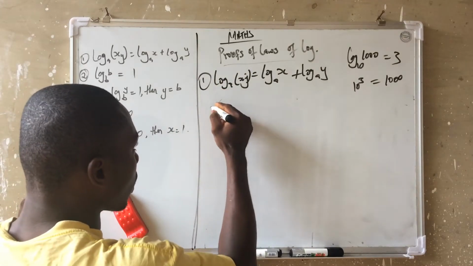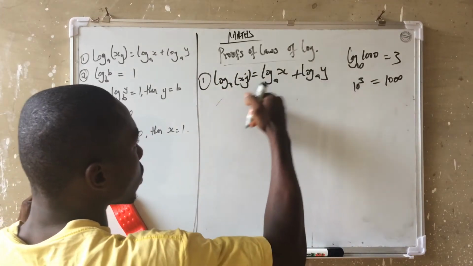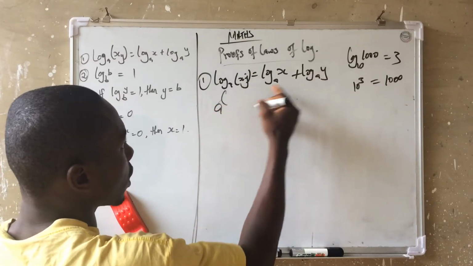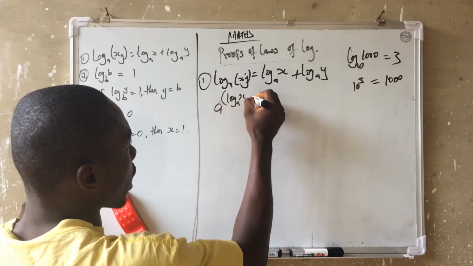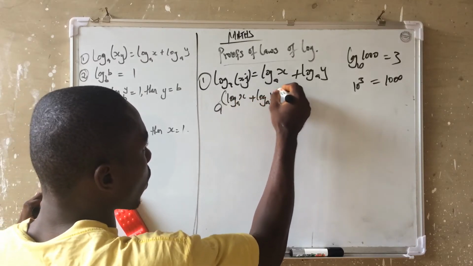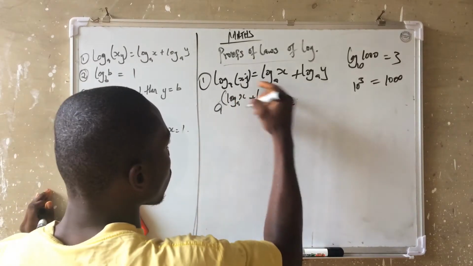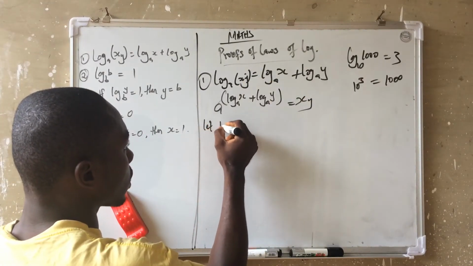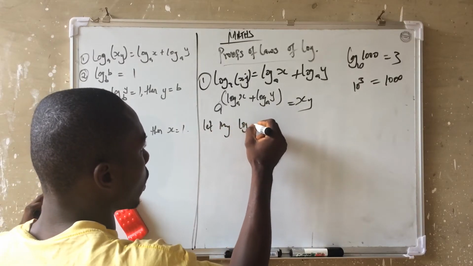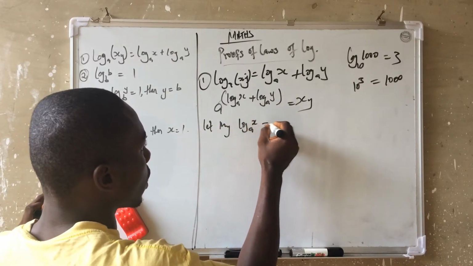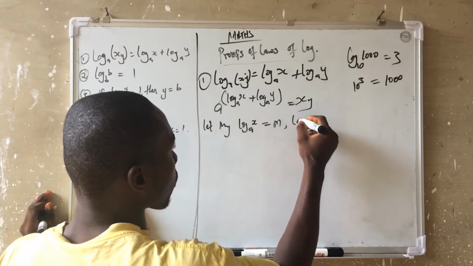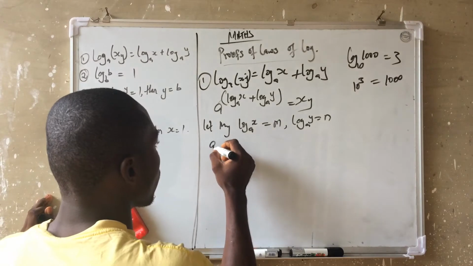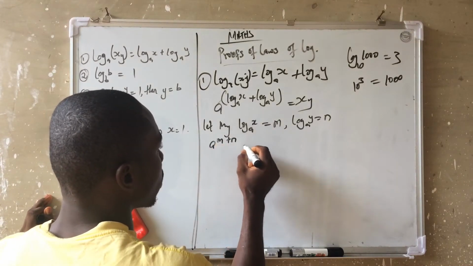So now I'm going to say this is the base, 10 to the power a, to the power of all this in brackets, log a of x plus log a of y, to give us what? xy. I can now say let my log a of x be equal to m, log a of y equal to what? n. I will now have a raised to the power m plus n to be equal to what?